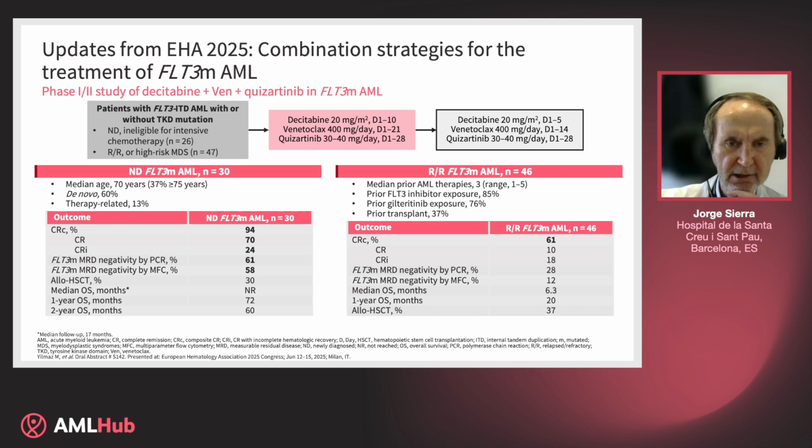In patients with relapsed disease, the outcome was not so good. At Hee-Je 225, a phase 1/2 study of cytarabine, venetoclax, and quizartinib in FLT3 mutated AML with FLT3 ITD was presented, and this again in patients with newly diagnosed AML, combined complete remission of 94%, 61% negativity by PCR, and 58% by flow cytometry, and not so good results in patients with relapsed refractory AML.